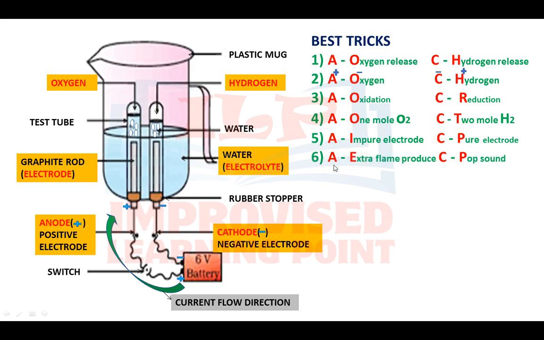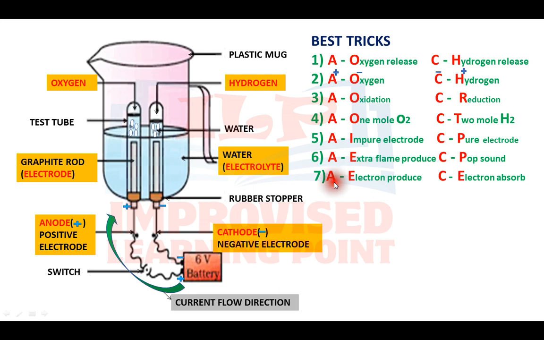Now at the anode, extra flame is produced. Why? Because oxygen is released at the anode, and oxygen is a combustion supporter. So if you bring a burning matchstick near this gas, it starts to burn with an extra flame. But when you bring the burning matchstick near the hydrogen gas, the burning matchstick produces a pop sound, because hydrogen gas burns with a pop sound. So this is again consonants and this is the vowels.